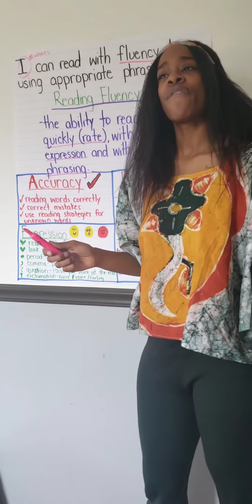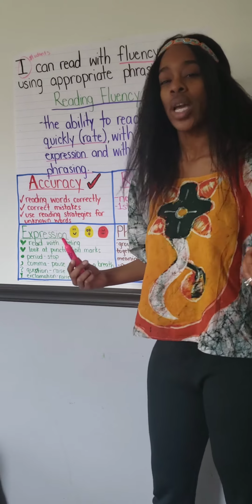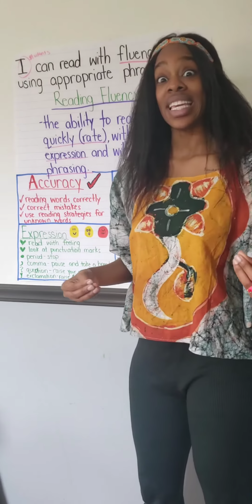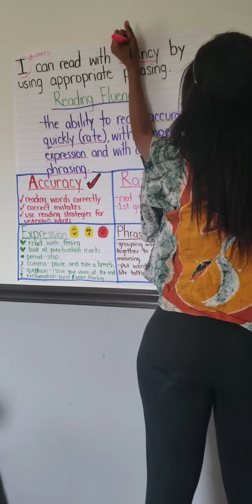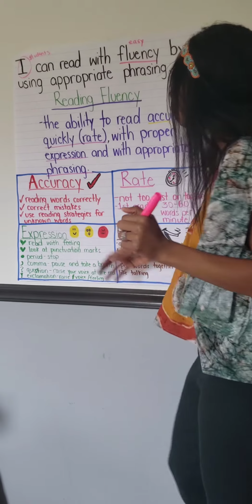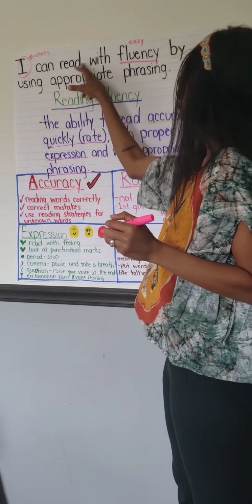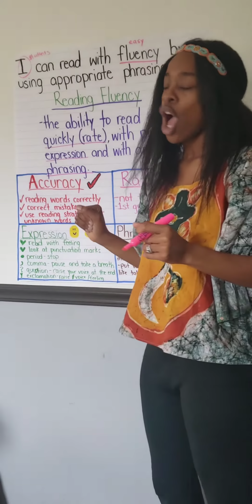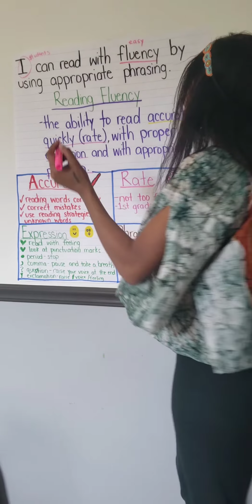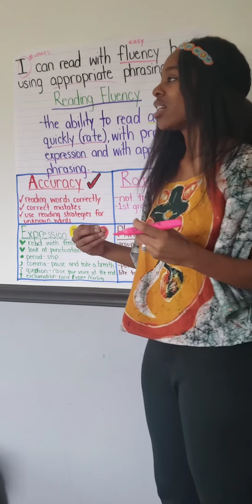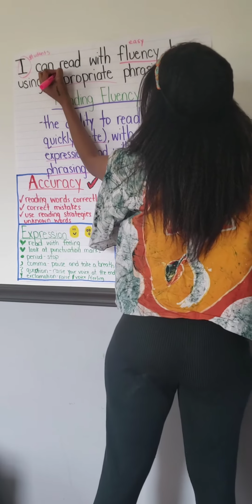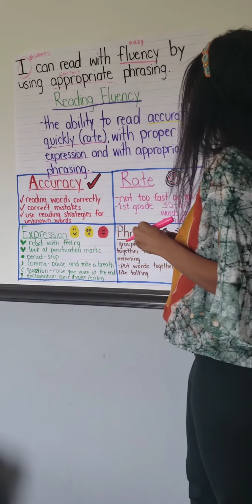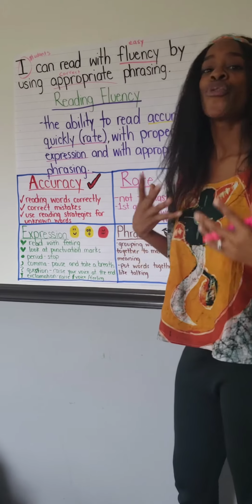So if I'm reading with fluency, that means I want to be fluent. If I'm fluent, that means I can do it with ease. So we're going to write ease or easy, right? So I can read with fluency. I can read easy by using appropriate phrasing. So what is appropriate? Appropriate is like doing something correctly, right? So correct. I can read with fluency by using correct phrasing.